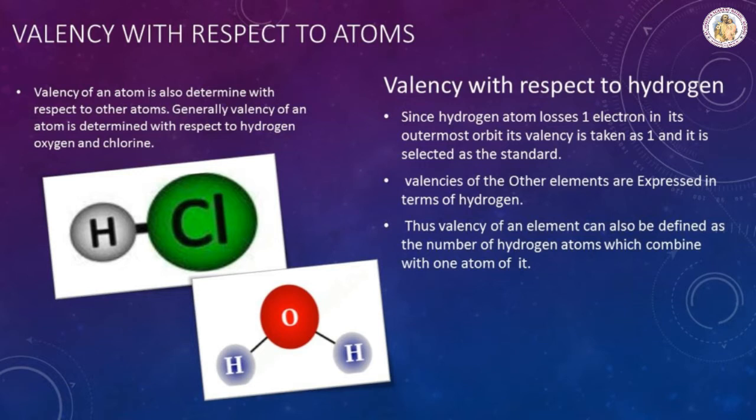Thus, valency of an element can also be defined as the number of hydrogen atoms which combine with one atom of it. In hydrogen chloride molecule HCl, one hydrogen atom combines with one chlorine atom. Thus, the valency of chlorine is 1. Similarly, in water molecule H2O, two hydrogen atoms combine with one oxygen atom. So, valency of oxygen is 2.